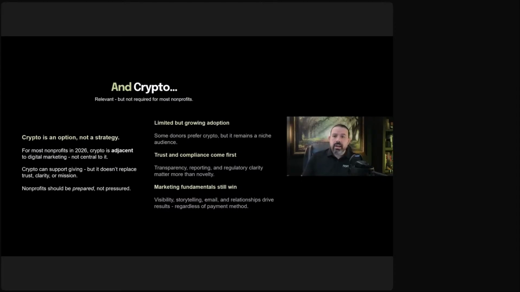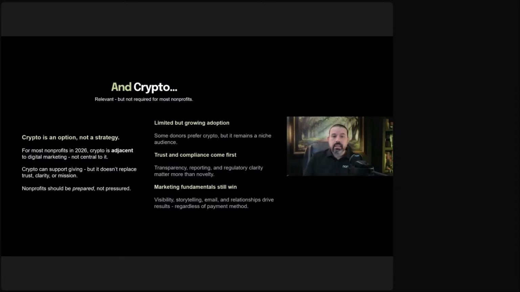There is no nailed down crypto strategy for nonprofits, because there isn't a nailed down crypto strategy for anyone. Everyone's still trying to kind of figure it out, and the markets are up and down, as those who are invested in crypto like myself know. So don't worry too much about it. Nonprofits should be prepared for the future of crypto, but don't be pressured by it.